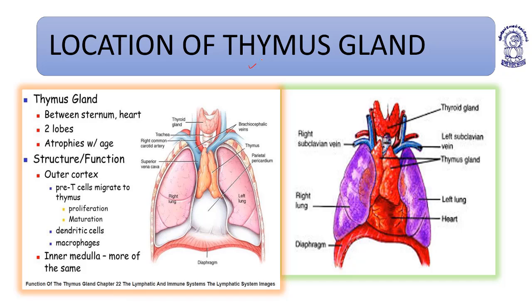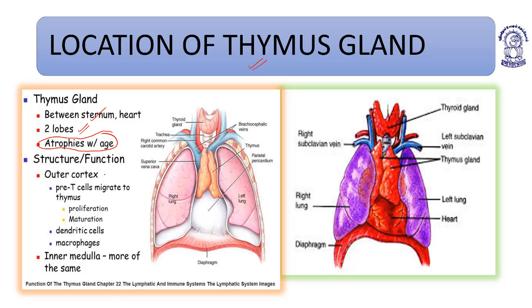This is the location of the thymus gland. It is between the sternum and the heart, having two lobes. The atrophy, meaning the dissolution of the gland, happens within the age of 11 to 13 years.